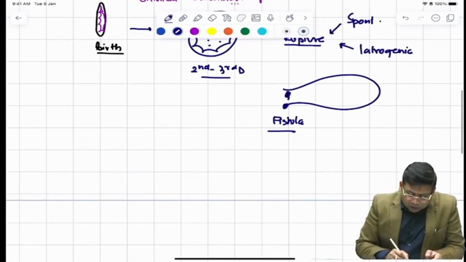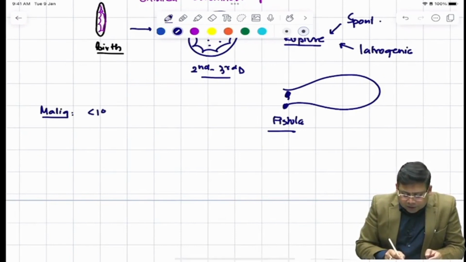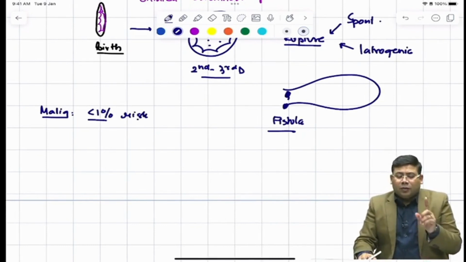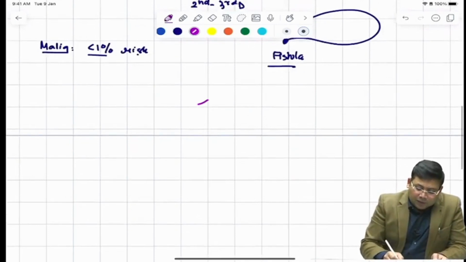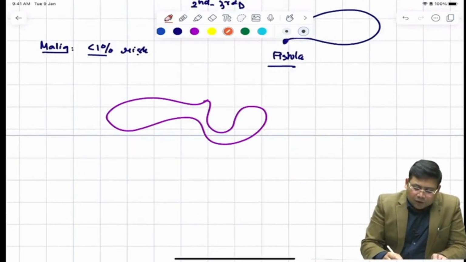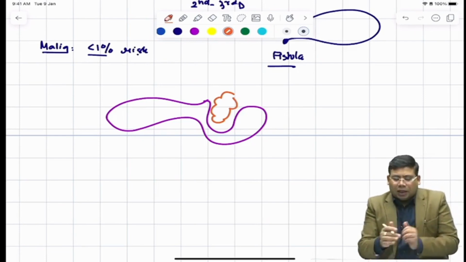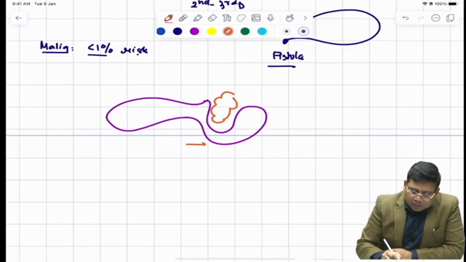Now, when we talk about the risk of malignancy, less than 1% risk of what, students? Malignancy. However, what kind of cancer will arise? For this you need to understand that the development of the thyroid occurs from two parts. The medial part of the thyroid develops at the level of the base of the tongue.